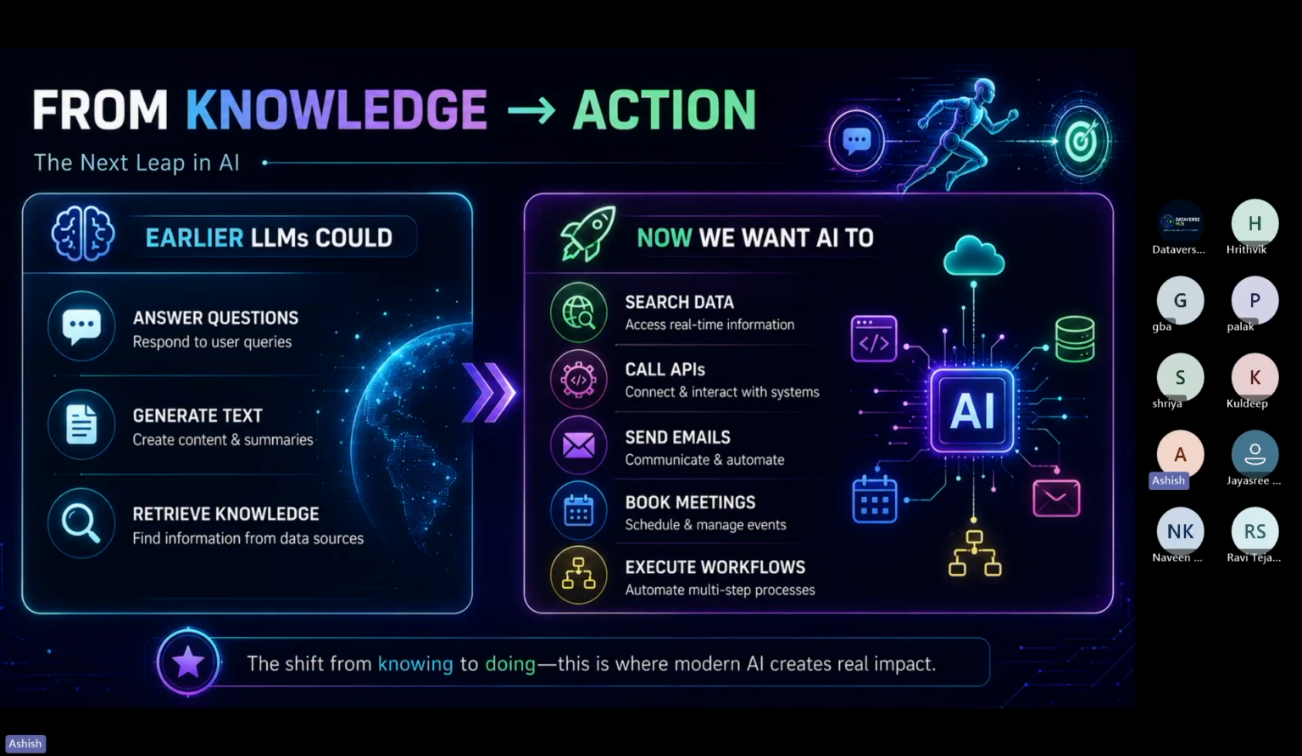So we can say this is clearly shifting from knowledge to doing. This is where modern AI creates real impact. We are creating a system that can work on behalf of us. But yes, there will be a human in the loop whenever we have to decide some critical steps where the impact will be critical.